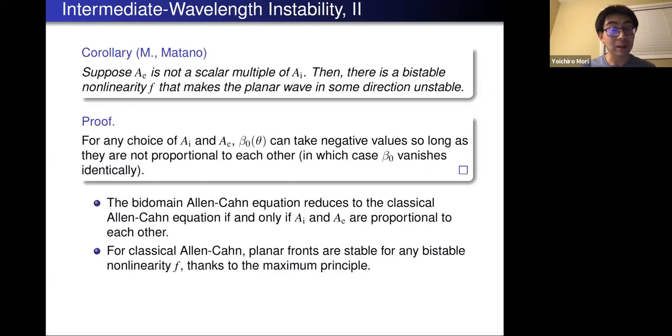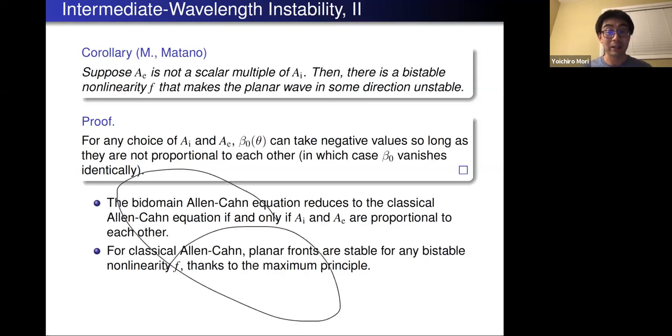So in fact, one can go further. One can show that if AE and AI are not scalar multiples of each other, then there is always a bistable nonlinearity f that will make the planar front unstable in some direction. This is in very strong contrast to the classical Allen Cahn equation. In the classical Allen Cahn equation, planar fronts are stable for any bistable nonlinearity in any direction.